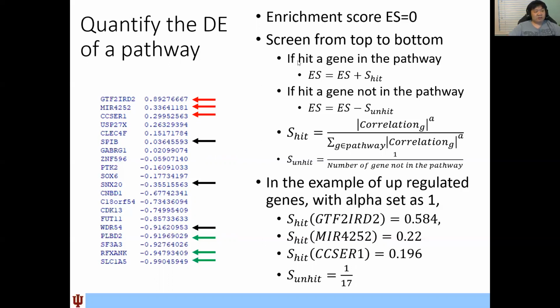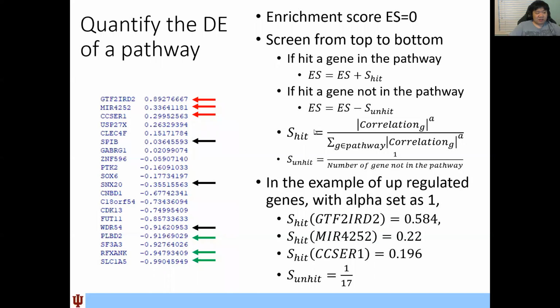And here on the right, I showed the approach of GSEA. We start from an enrichment score, ES, equal to 0. GSEA screens each pathway from the top to the bottom of the correlation list. If it hits a gene in the pathway, for example, if the pathway is formed by these three genes, it will add a value to the current ES. And if it hits a gene not in the pathway, it will subtract a miss score from the ES.